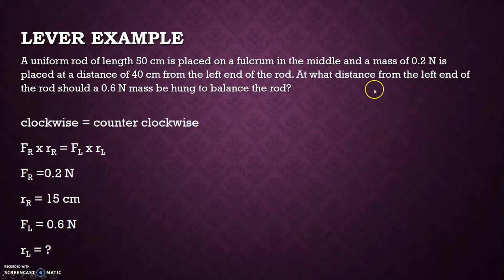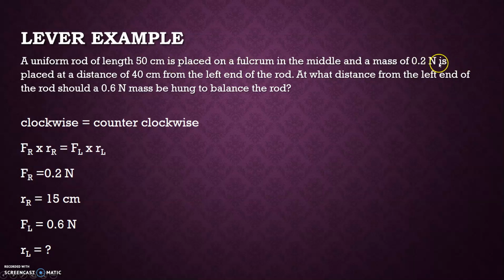Our force on the right side is 0.2 newtons. The force on the left side is 0.6, which is easy. Those are the easy ones. The right side says that a uniform rod with a length of 50 centimeters is placed on the fulcrum. That means the fulcrum is located at 25 centimeters.